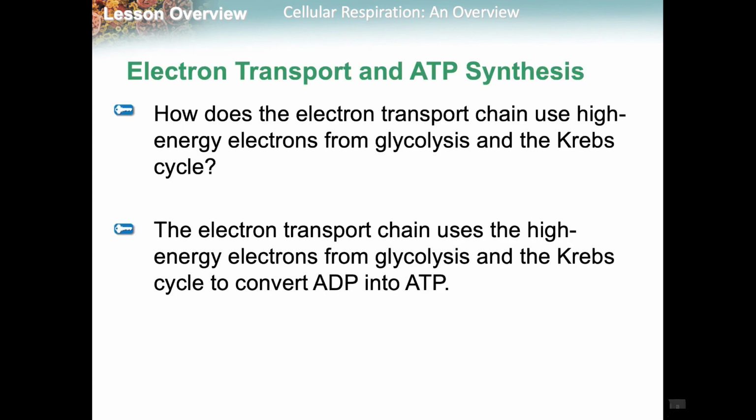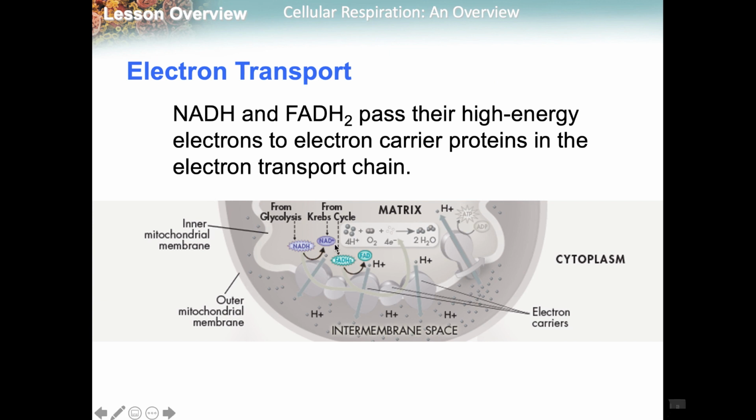The electron transport chain is going to use these high energy electrons now. So all those hydrogens and the electrons that came from the Krebs cycle.